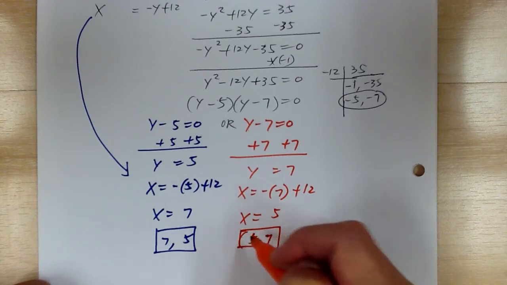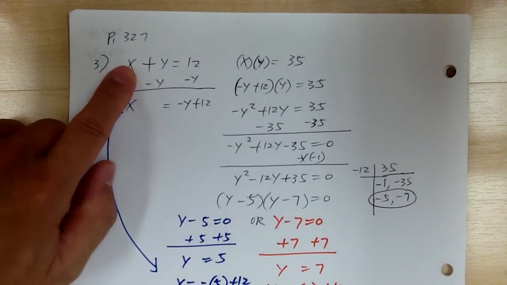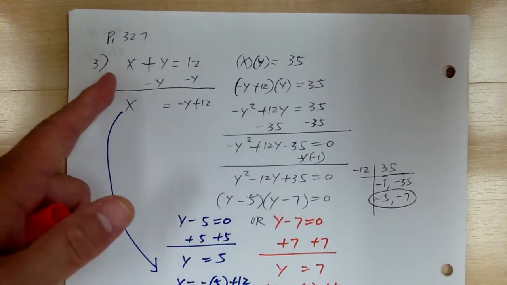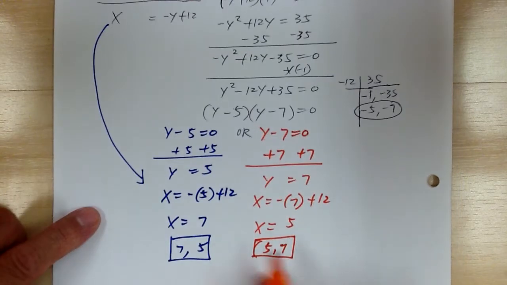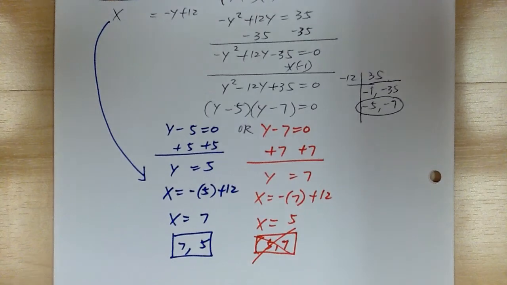Okay. Now since they are the same, because 5 and 7, in this case it doesn't matter which is the first number and which is the second number. So these are duplicates. So you can just use one of them. It's fine.